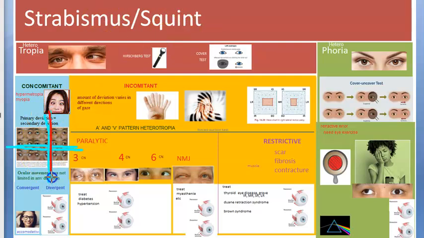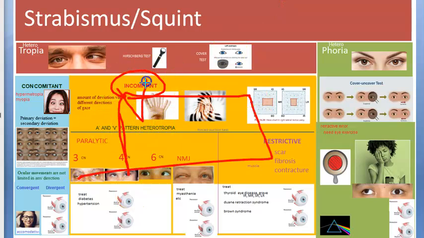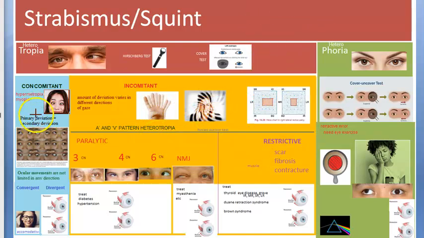When this horizontal concomitant strabismus becomes vertical incomitant, there will be some A-V pattern, etc. That A-V pattern we have seen in the incomitant, right? Where they said that there will be different angles. The angles will be different in different gazes. So some A-V pattern, etc. So these are the concomitant types, let's move to this.